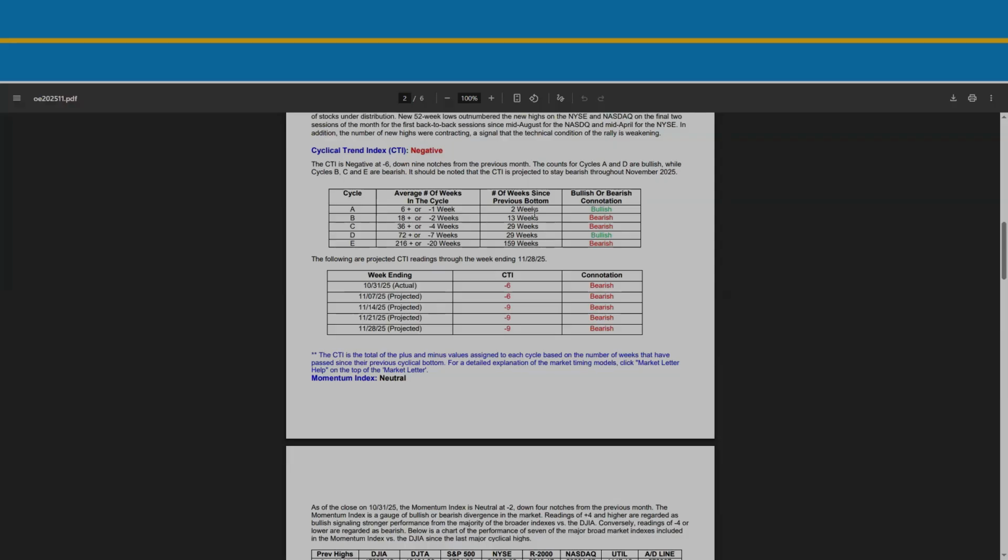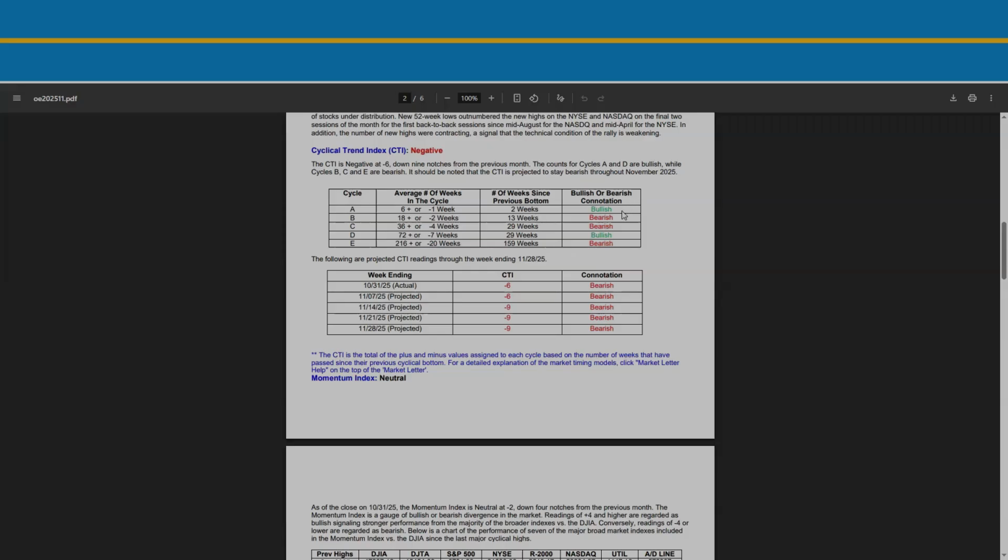So cycle A is expected to run about 6 weeks. It's 2 weeks long. B, 18 weeks. It's 13 weeks long. And C is 36. It's 29 weeks long. So you can see that all 3 of these front cycles have about 4 or 5 weeks remaining until we expect some kind of a bottom. And that's why we can project out and say that this call that we currently have on is probably going to last deep into December, 4 or 5 weeks from now. I'll put it in the middle of December.